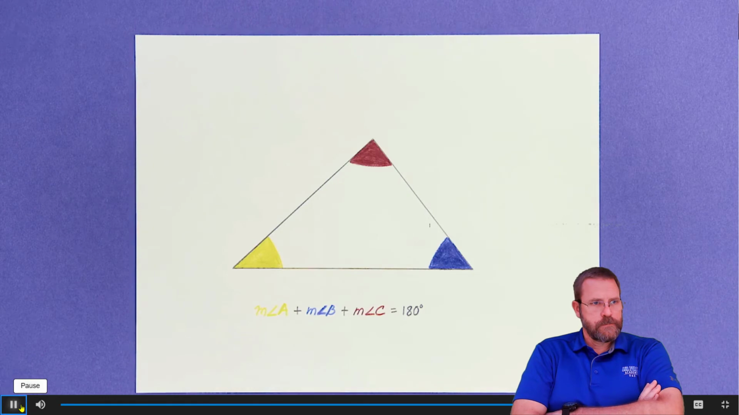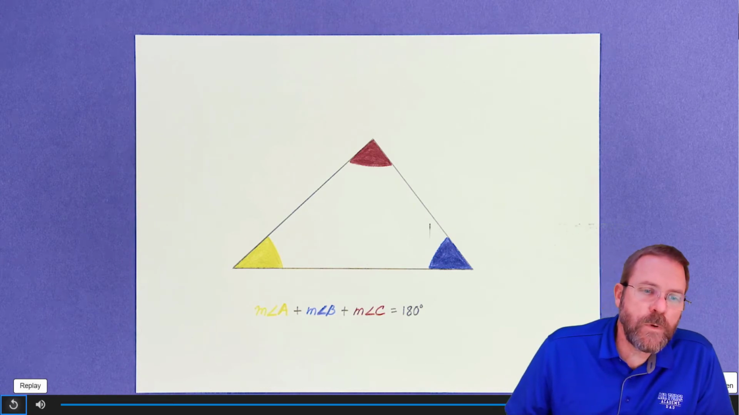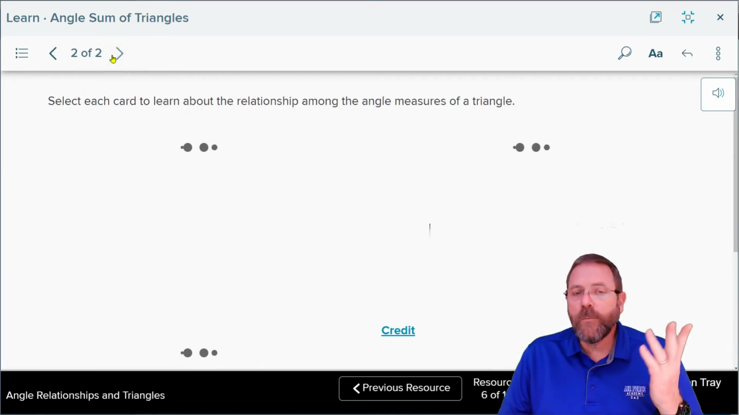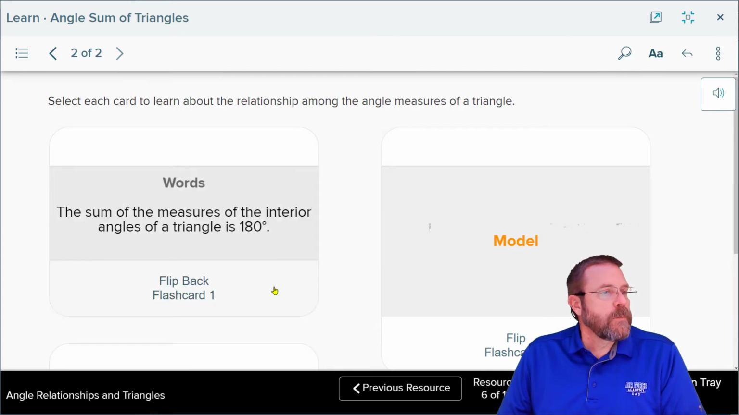This demonstration shows that the sum of the measures of the interior angles of a triangle is 180 degrees. All right, just more of the same. We're just hammering in the fact into your brain that the sum of the measures of the angles of any triangle always is going to equal 180 degrees. Now we can put it right here.